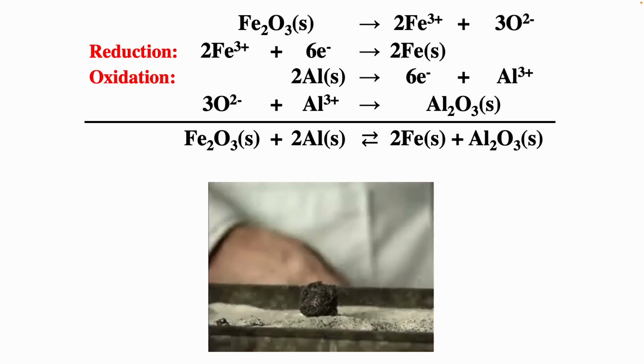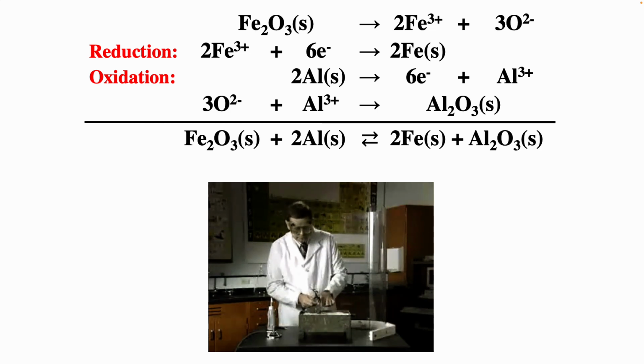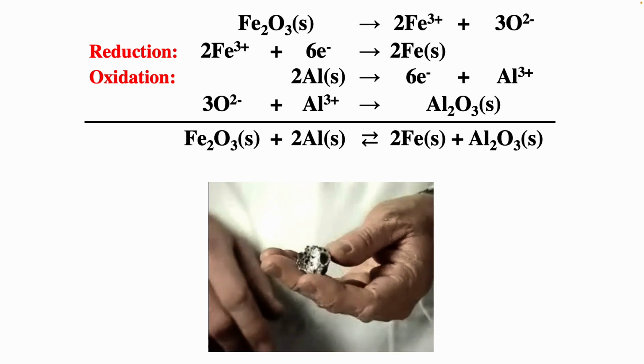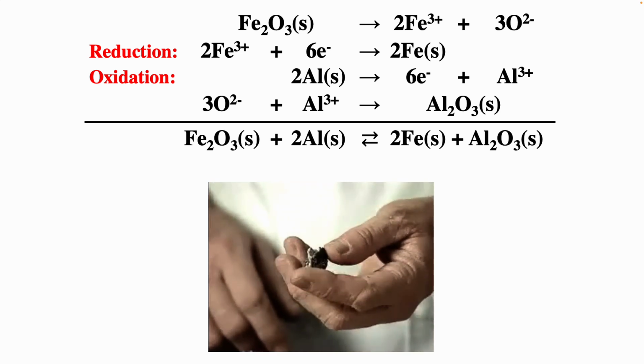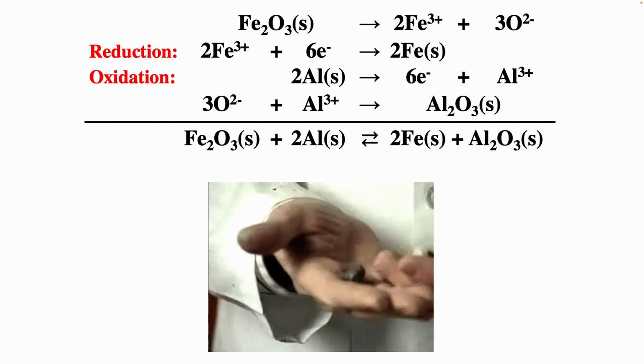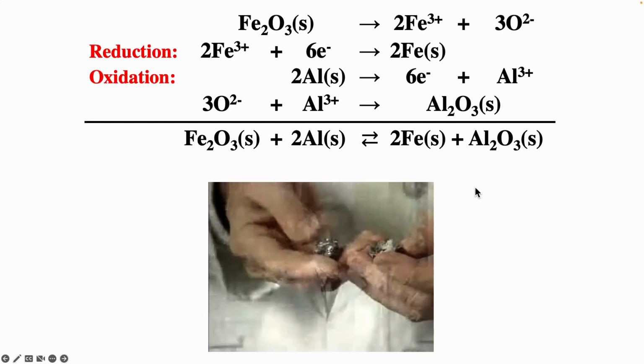Let's now use a hammer to crack off some of that ceramic. Here we see some of the crude ceramic that enclosed the metal. And here we see the metal, the pure iron that forms. So it's a kind of cool reaction. It's fairly famous. It's called the thermite reaction.